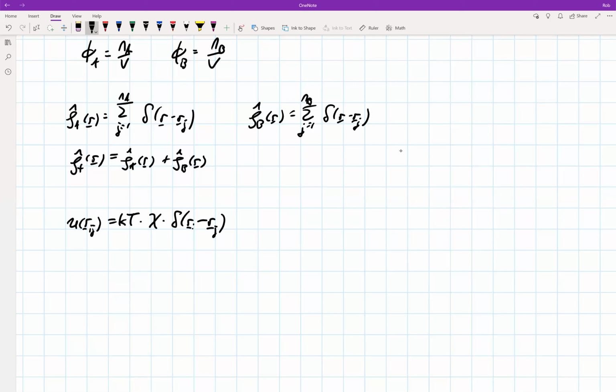The strength of that interaction is modulated by this parameter chi, so we're just going to call this the chi parameter. We're going to assume that chi is a positive number in this case. The other assumption that we're going to make is that we have an incompressible system, and we'll see how we enforce that in a field theory.